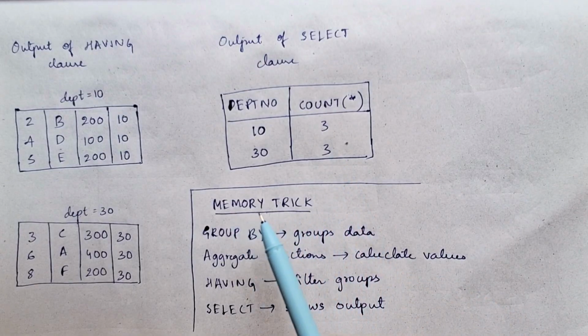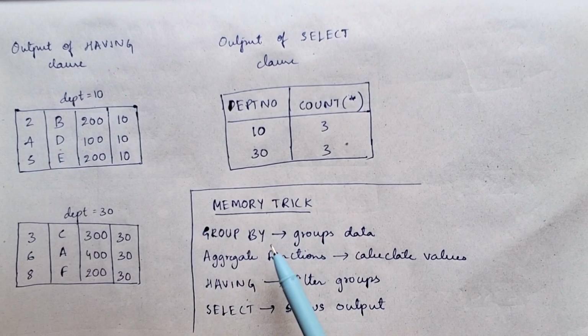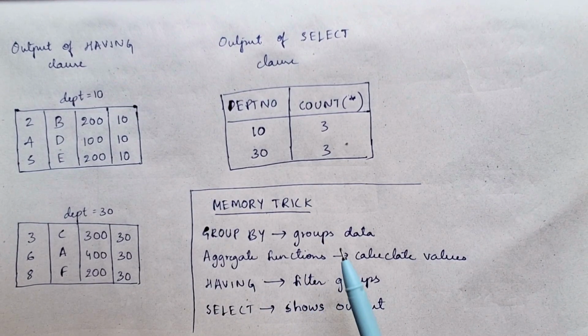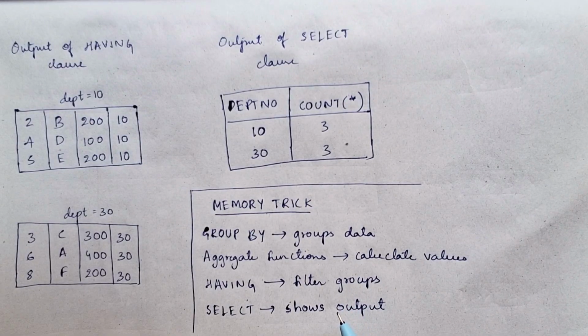So guys, this is the memory trick I have prepared for you. Group by clause groups the data, aggregate functions calculate the values, and having clause filter the groups, and select clause shows the output. If you remember this clearly, then you can write query to any of the question.